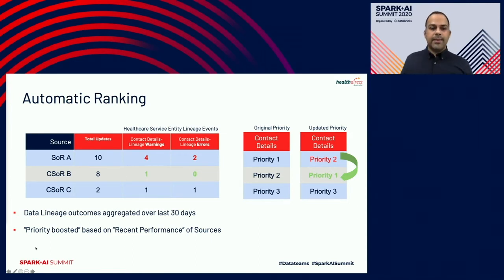So by looking at these aggregations, we're able to boost priority based on the recent performance of sources. So originally, system of record A had the highest priority to update contact details, but by looking at the performance of candidate system of record B, we give it a higher priority as we feel it can improve our data quality.